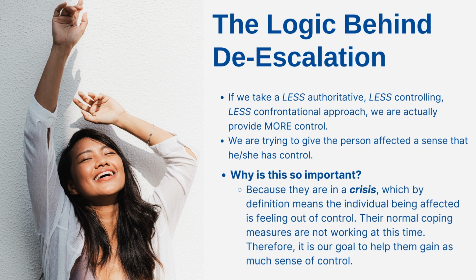Why is this so important? Because they are in a mental health crisis, and by definition, they are feeling out of control. The individual's normal coping measures are no longer working at this time. Therefore, it is our goal to help them gain as much of a sense of control that they can in order to de-escalate and prevent further harm.